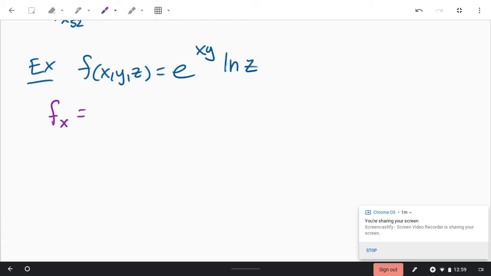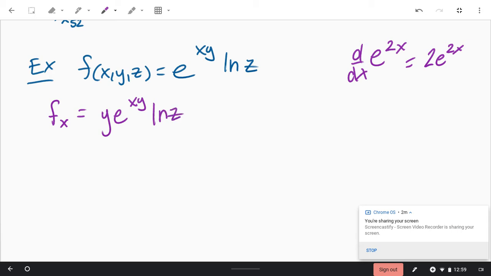Okay, so we would have times y, right? Think about it. If you have e to the 2x, the derivative of that with respect to x would be 2e to the 2x. Okay, so just think like that. So if that 2 were a y instead, we'd have y e to the xy, and then we still just have the natural log of z, because it's not a constant that's being added, it's a constant that's being multiplied. Very similarly, your derivative with respect to y would be x e to the xy natural log of z.